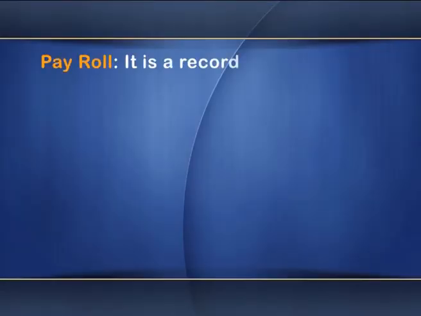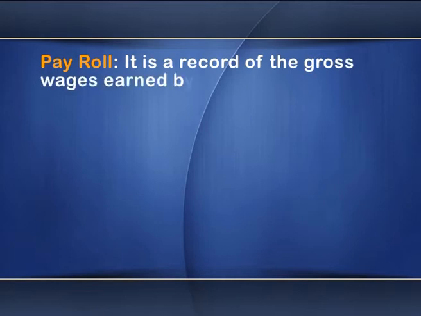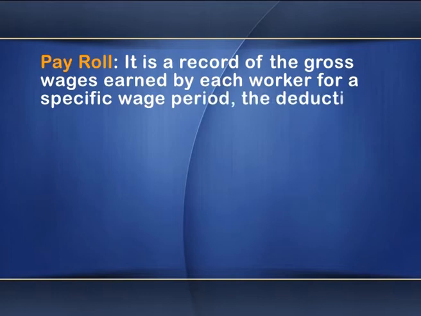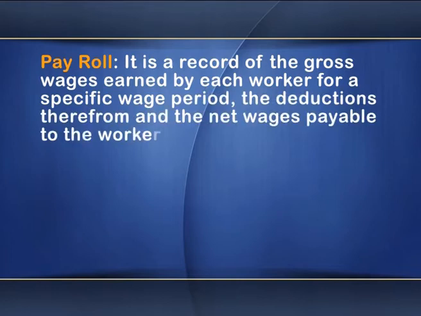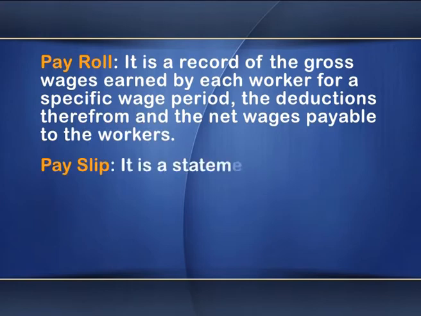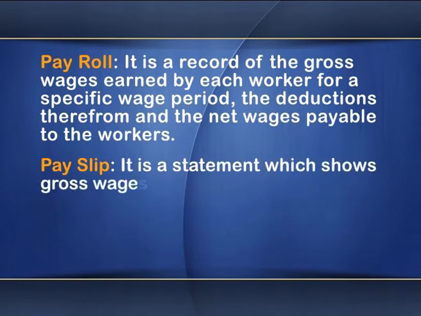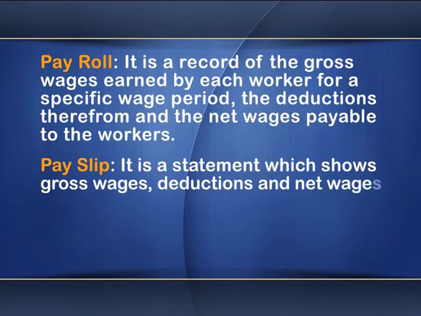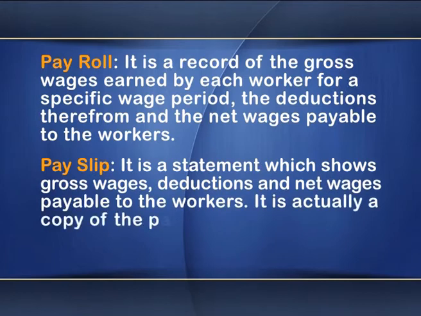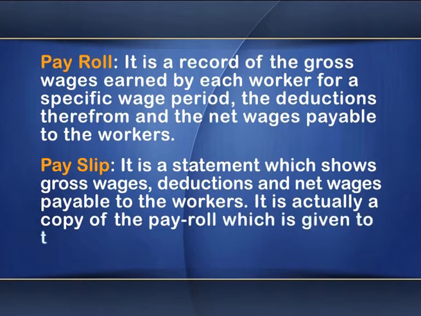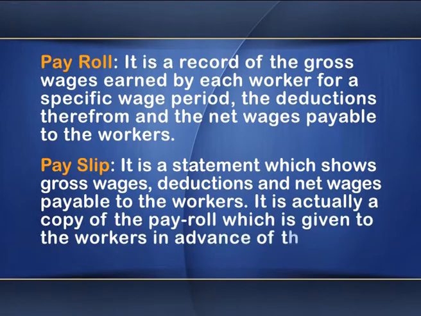Payroll is a record of the gross wages earned by each worker for a specific wage period, the deductions therefrom, and the net wages payable to the workers. Payslip is a statement which shows gross wages, deductions and net wages payable to the workers. It is actually a copy of the payroll which is given to the workers in advance of the actual payment of wages.